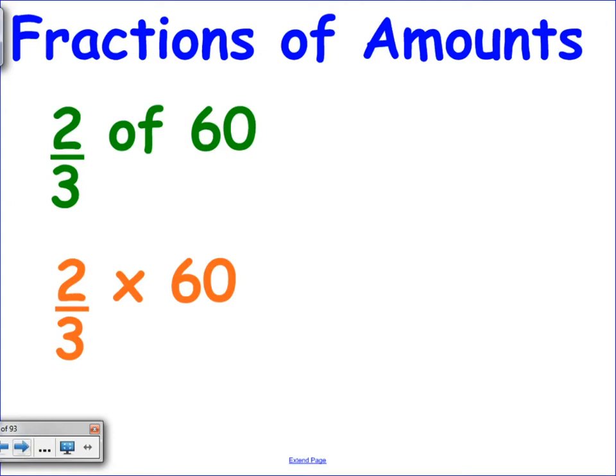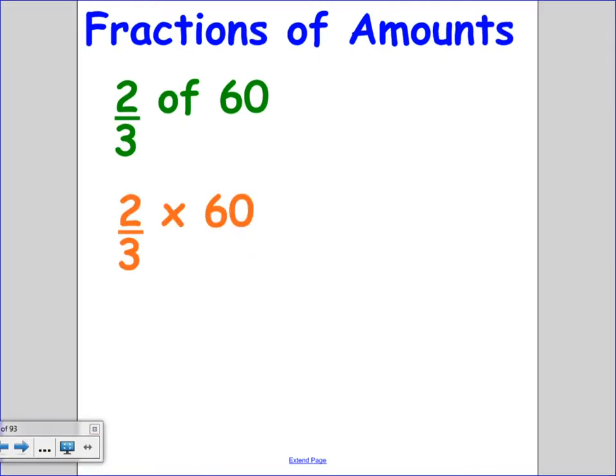Why am I going backwards? Okay. A lot of questions in all units could be 2/3 of something. Now we've already discussed what that means and what it represents. But when you're given a fraction of an amount and it means multiplication, basically 2/3 of 60 is saying 2/3 times 60.